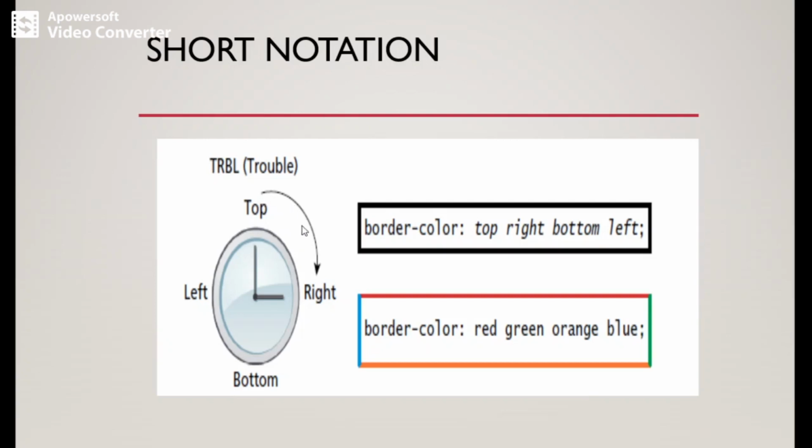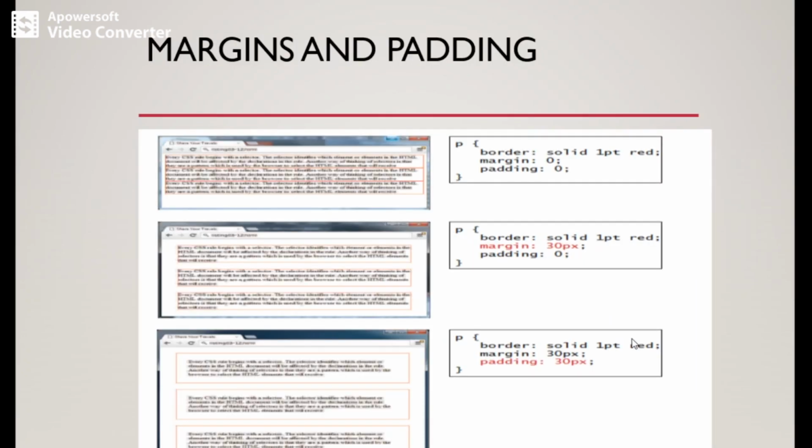Top, right, bottom, left. So when I specify border colors, you must know which one is which here. Top is red, right is green, bottom is orange, left is blue. Now margins and padding, we'll discuss about it.